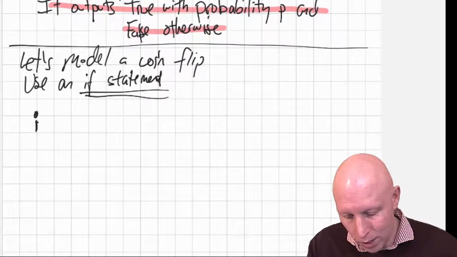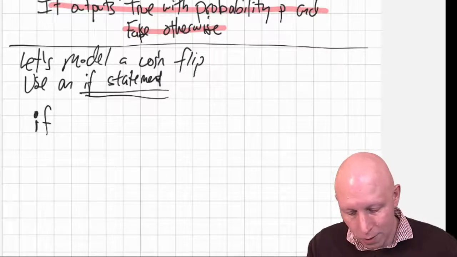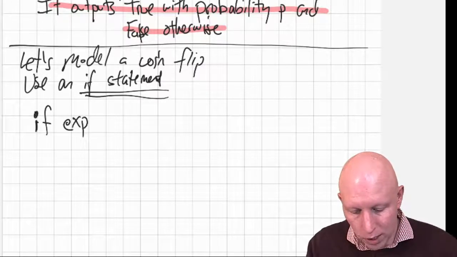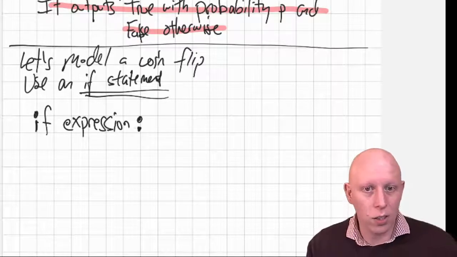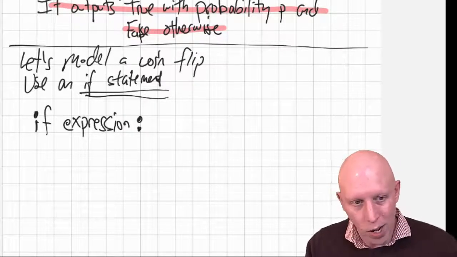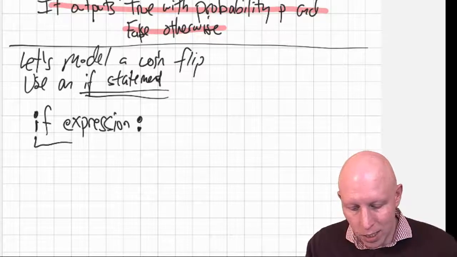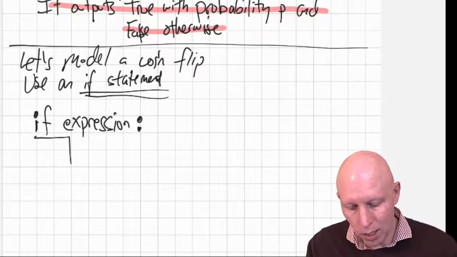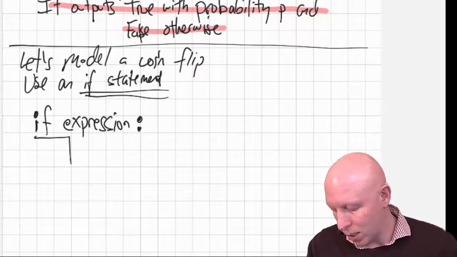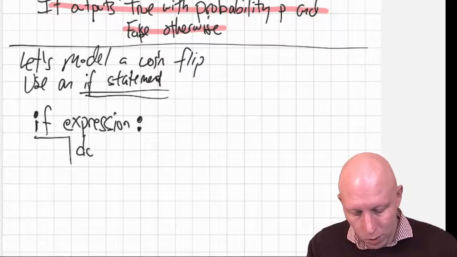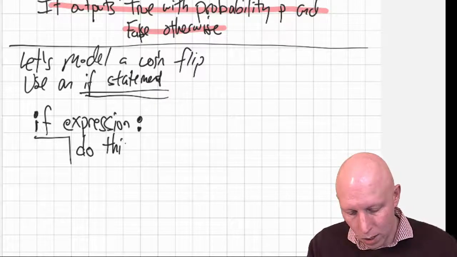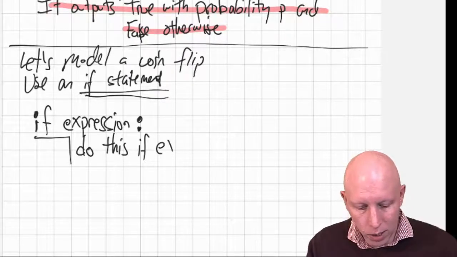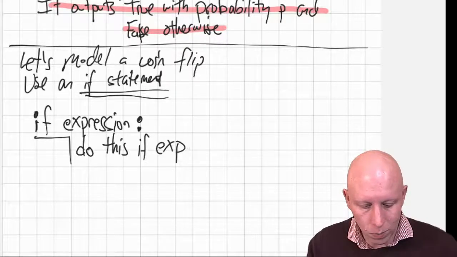The syntax looks like this. If expression, colon. Another colon showing up. What happens after our colon? We get an indent. Maybe I don't want to draw my indent like that, but like this. If expression: do this if the expression evaluates to true.